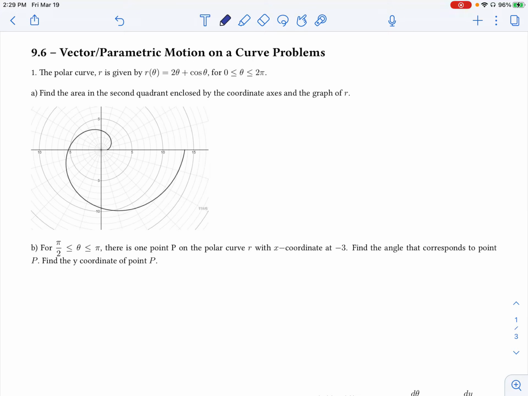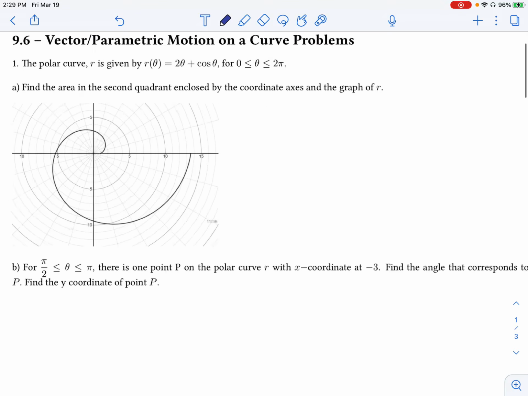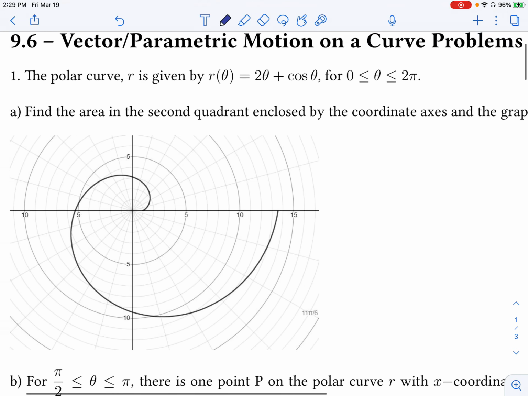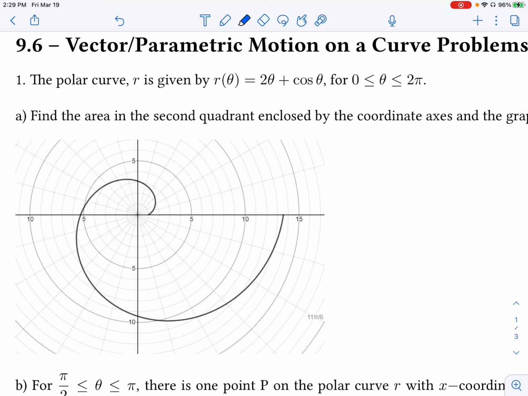What we're looking for in this problem is the area in the second quadrant that's enclosed by the coordinate axes and the graph. In other words, I'm really just talking about this region right over here. In order to find the area inside this curve, I'm going to need a couple of things. I need to know what the angle theta is here, and what the angle theta is at this point over there.